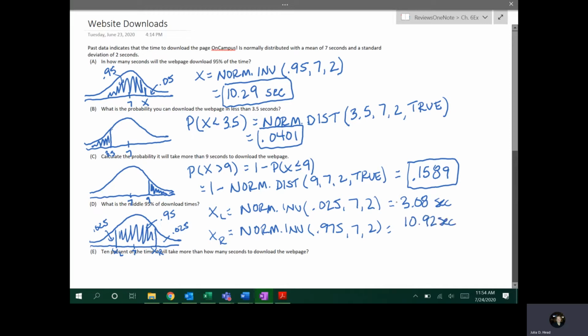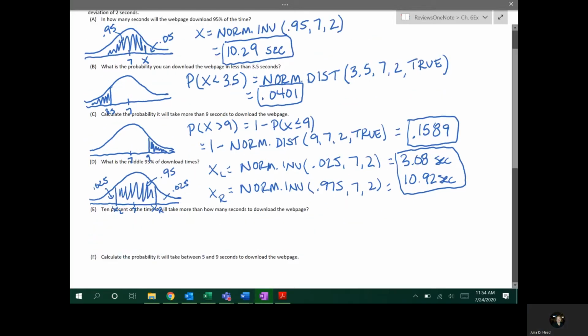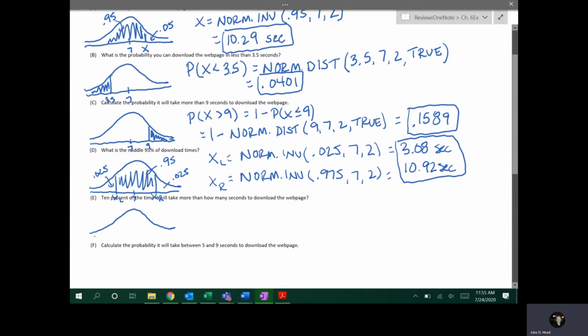And we get 3.08 seconds and 10.92 seconds. So 95% of the downloads will be in between about 3 and 11 seconds. 10% of the time it will take more than, so we're going to shade to the right.